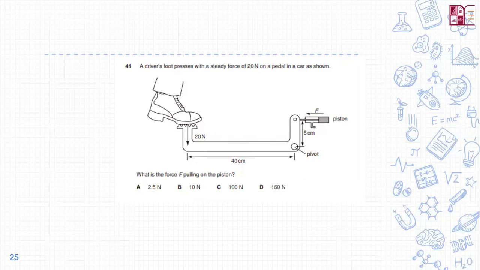A driver's foot presses with a steady force of 200 newtons on a pedal in a car as shown. What is the force F pulling on the piston? The same thing. Clockwise equals anti-clockwise. So 200 into 40 equals 5 into F. And then you can go on to find the F.